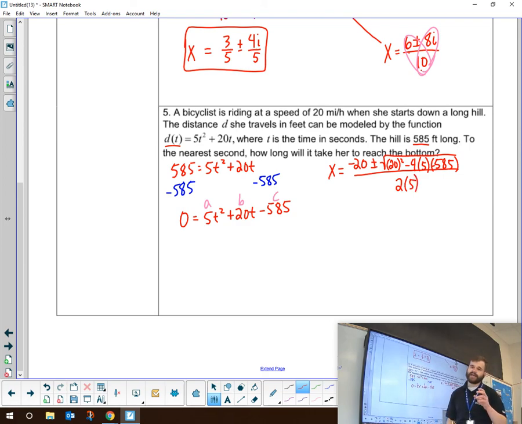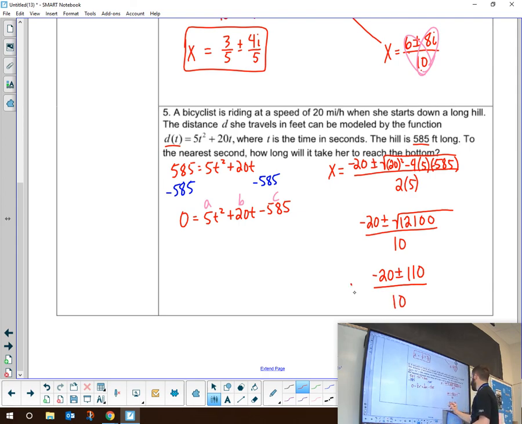Okay, plug in what's inside your square root into your calculator. So let's see here, we're going to go 20 squared minus 4 times 5 times negative 585. That gives me a big number. We're going to get negative 20 plus or minus the square root of 12,100 over 2 times 5 is 10. Okay, 12,100. Well, let's see if I can find the square root of that. So I'm going to plug that into my calculator, and the square root of 12,100 is 110.